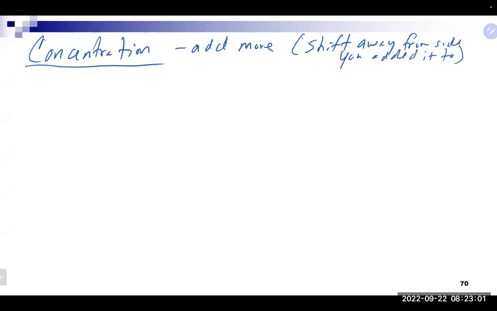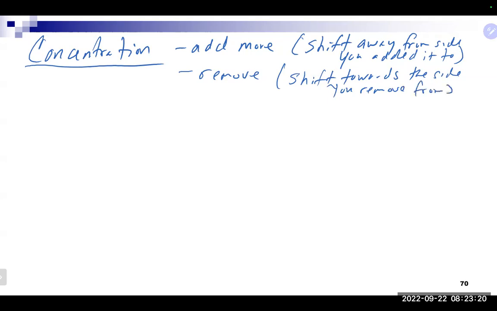Now, the other thing that you could do is you could remove some reactants, you can remove some products, and when you remove, it will shift towards the side you removed from. So adding more is pretty simple, right? If you want to add more reactants or products, frankly, in most cases, like you'll do today, you just grab a bottle and dump it into your beaker, right? Or your test tube or whatever it is. It's pretty simple. You can just reach right in there and grab a bottle and dump it in.